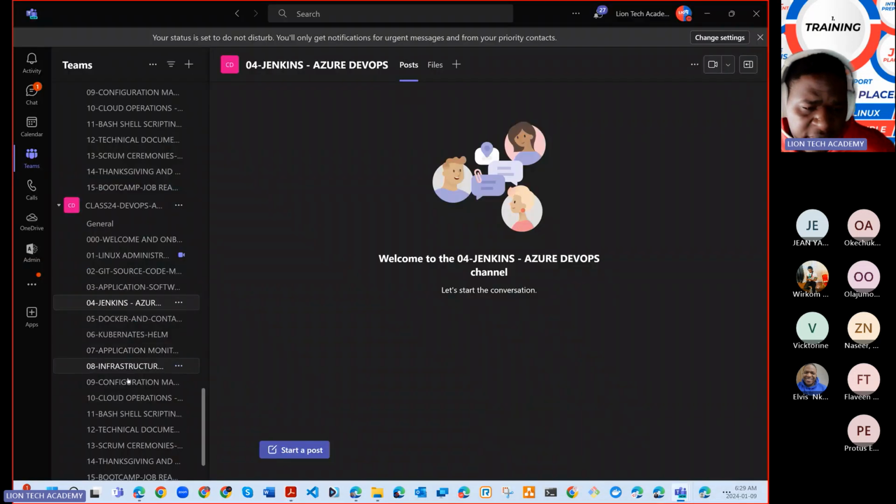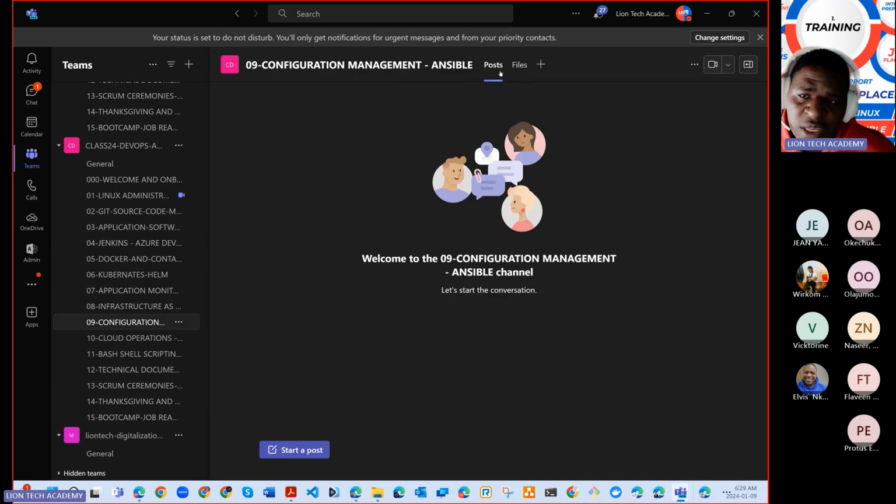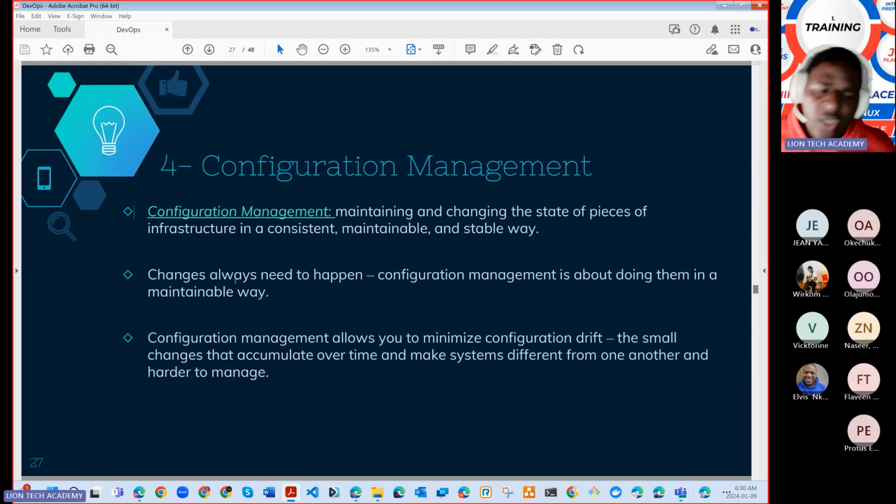So what are we going to study here? See this here? This is our configuration management tool, Ansible. So this is what we are going to study. I'm just preparing the ground. Makes sense. Of course, changes always need to happen, and when the configuration changes, it's about doing them in a maintainable way.